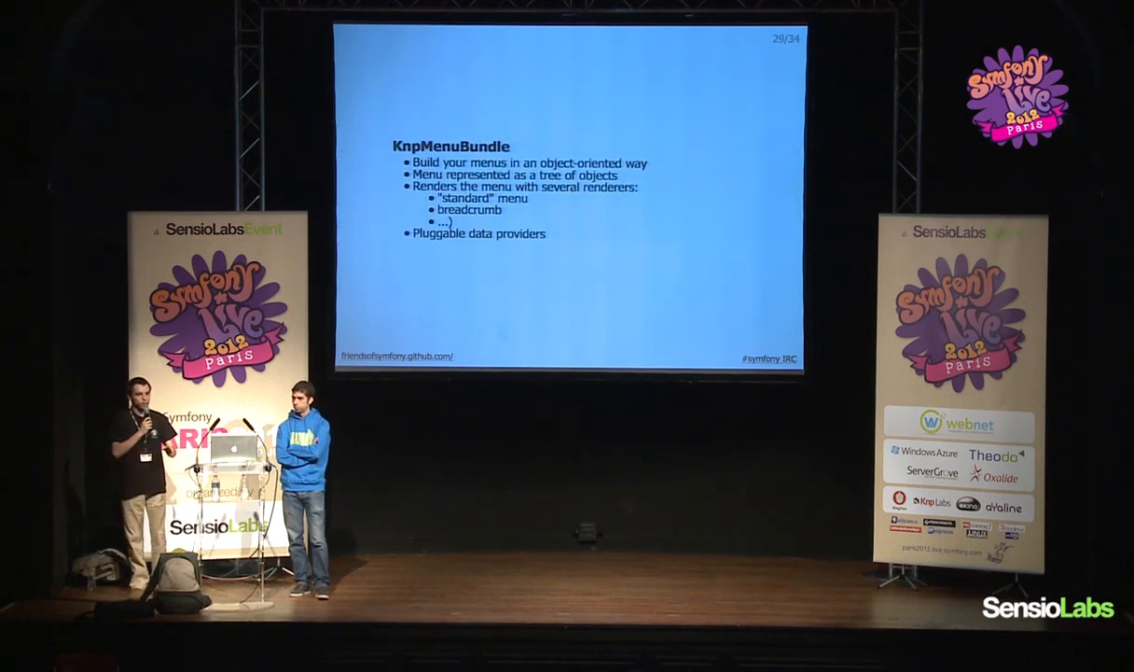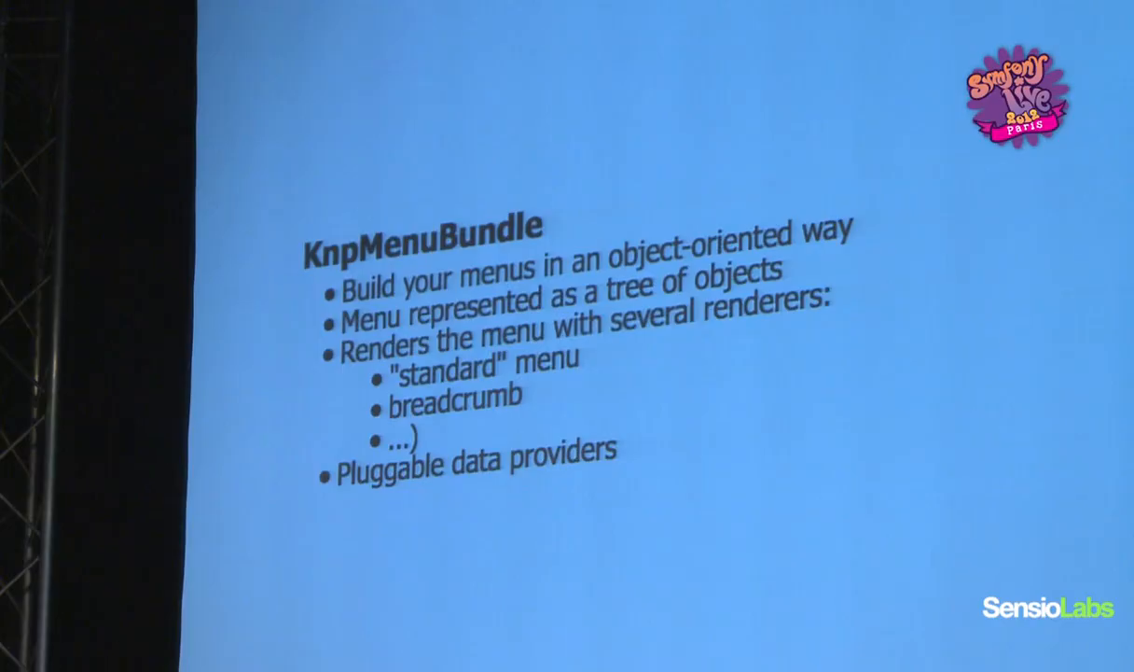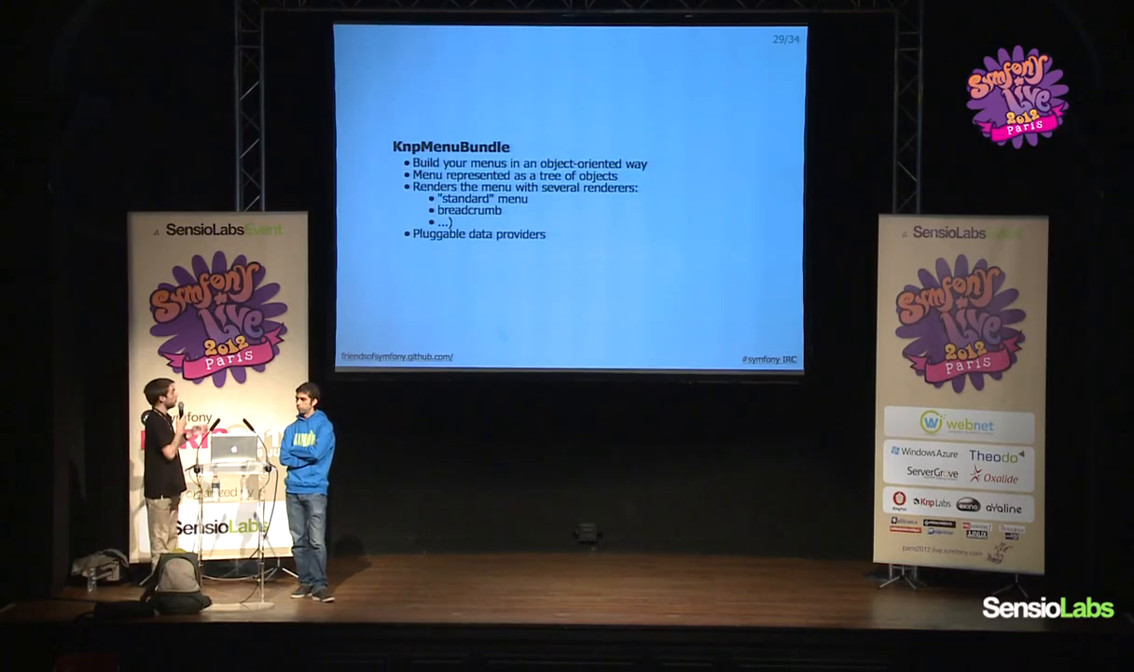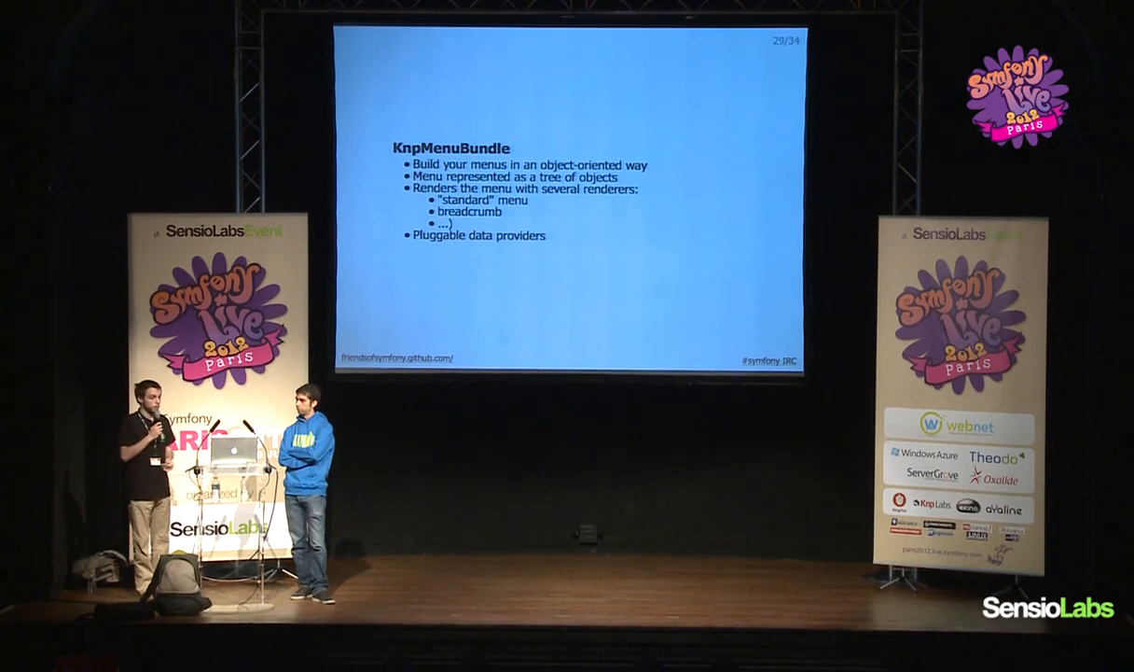And another bundle is the KNP menu bundle, which is about building the menu, because menus are quite difficult, with repetitive tasks, to build them efficiently. So here you build a tree of objects representing the menu. Each item in the menu will be an object in the tree. And then you can render this menu with several renderers. So a standard menu, a list, a nested list eventually. You can have a breadcrumb renderer. In the current release, there is no built-in breadcrumb renderer, just a method to give you the data, but it will be in the next release. And then you can write your own renderer.